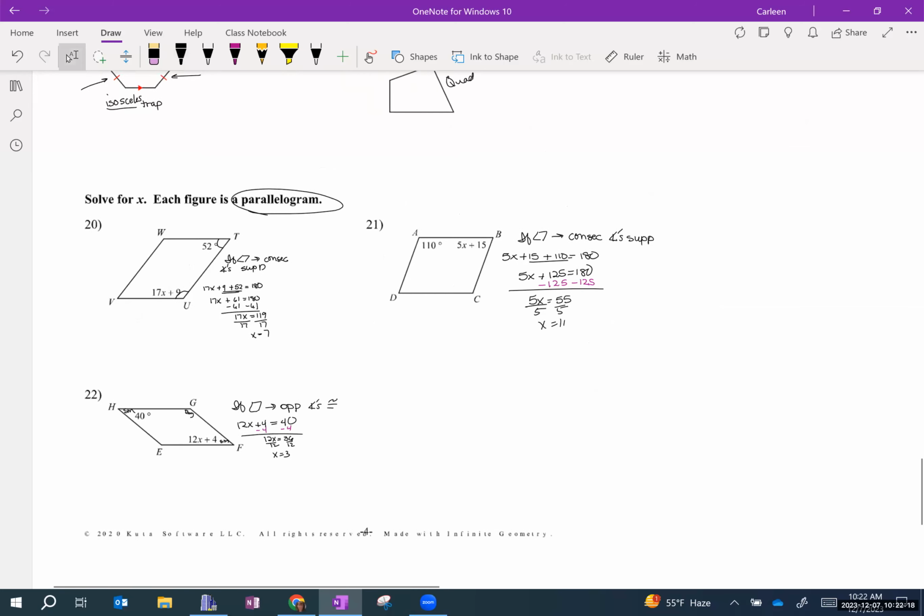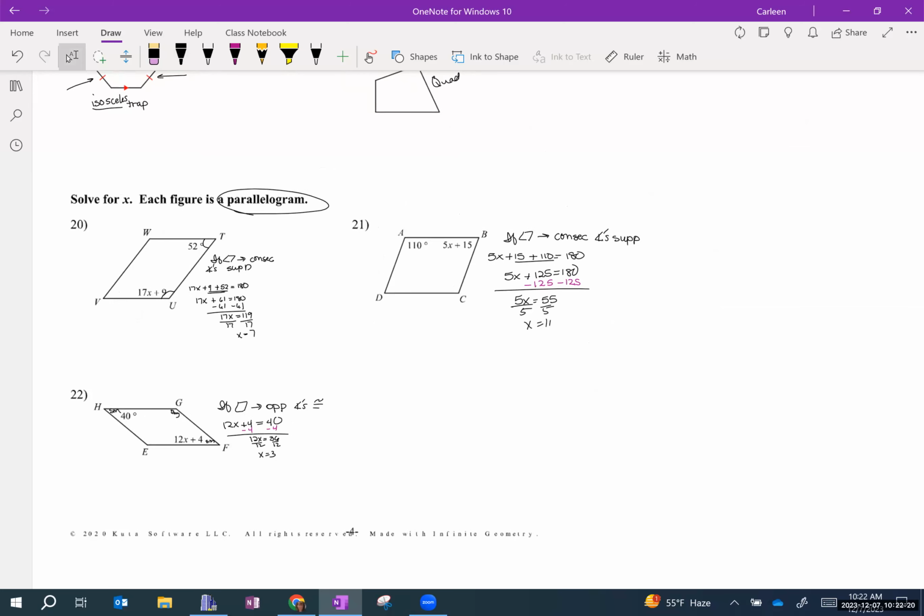Okay, so parallelograms, when they are consecutive, they are supplementary, just like same side interior. When they are opposite, they are congruent to each other.